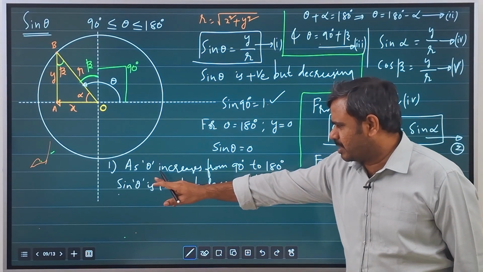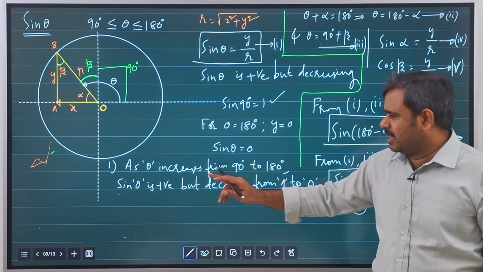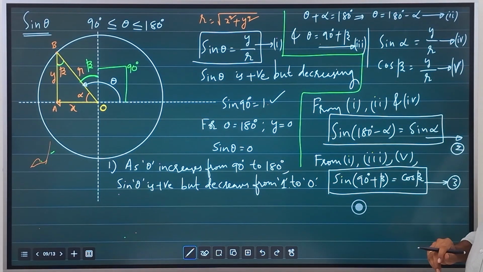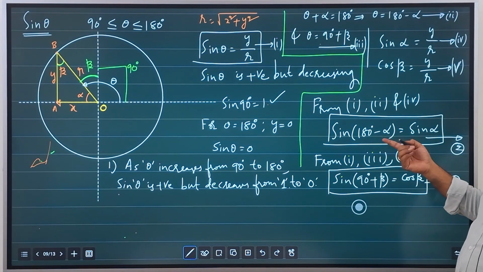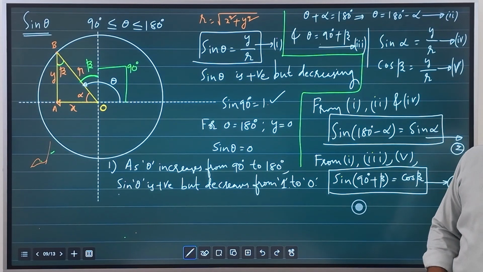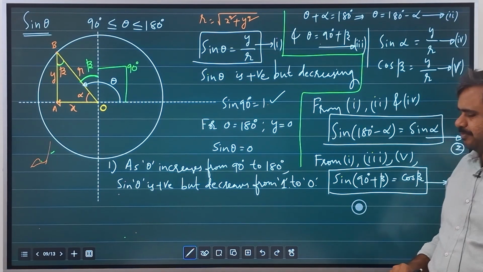So in the second quadrant, as theta increases from 90 degrees to 180 degrees, sin theta is positive but decreases from 1 to 0. And sin 180 degrees minus alpha, whatever name you give, is equal to sin alpha, and sin 90 degrees plus beta is equal to cos beta.